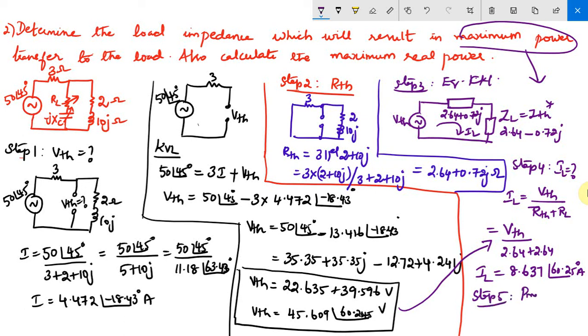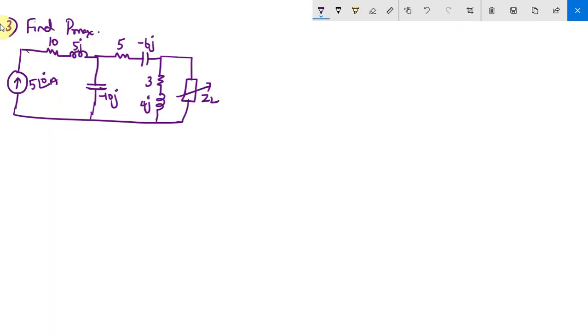Now find out P max, which is going to be step 5. P max is equal to IL square into RL. We know the value of IL, so substitute it into RL. What is RL? It's going to be 2.64. IL square into 2.64. So your P max will be equal to 196.97 watt. So this is the maximum power that the given circuit can supply, and the load impedance is 2.64 minus 0.72J.